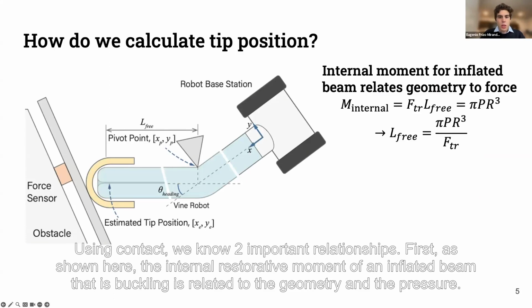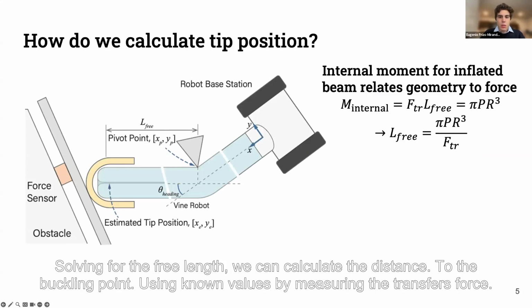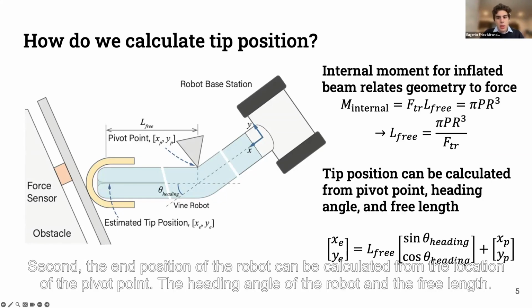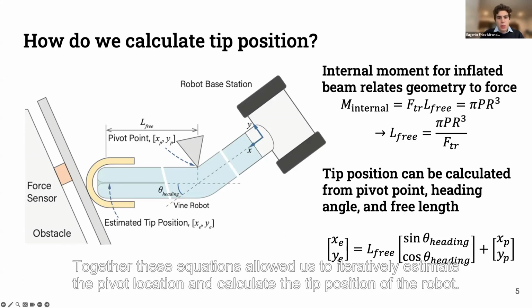First, as shown here, the internal restorative moment of an inflated beam that is buckling is related to the geometry and the pressure. Solving for the free length, we can calculate the distance to the buckling point using known values by measuring the transverse force. Second, the end position of the robot can be calculated from the location of the pivot point, the heading angle of the robot, and the free length. Together, these equations allow us to iteratively estimate the pivot location and calculate the tip position of the robot.